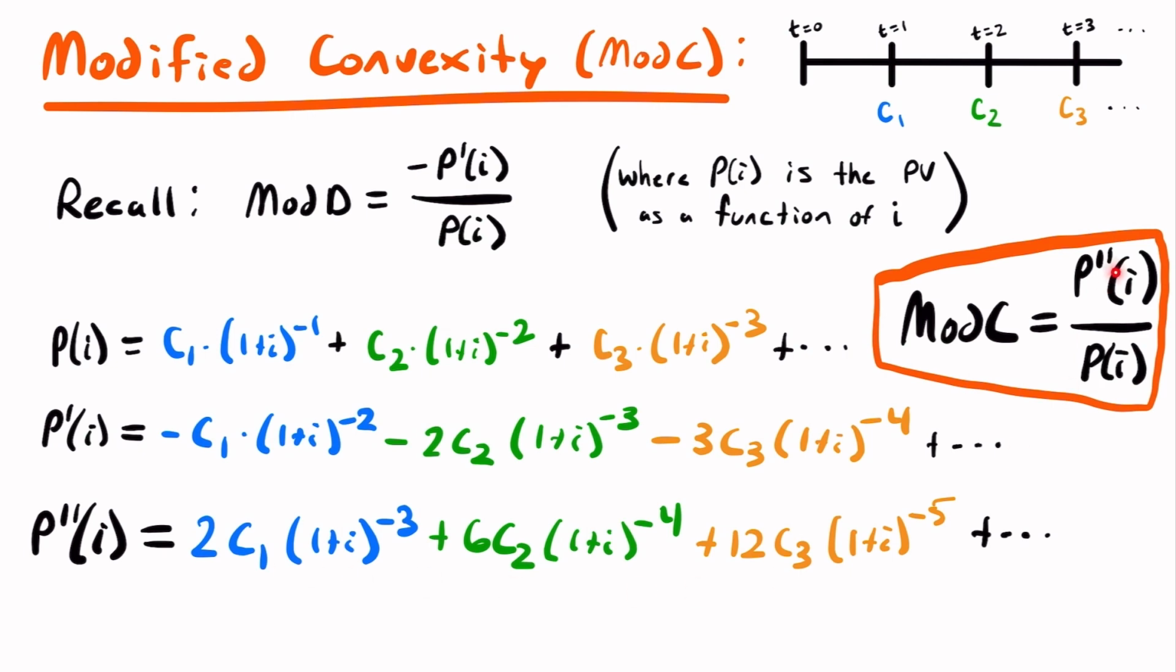And so that would be in the numerator of the calculation for the modified convexity, and the present value function is still in the denominator. That would be this function right here. Okay, so this is the definition of the modified convexity.